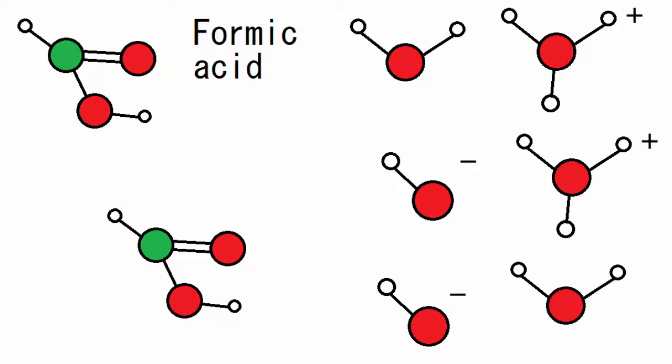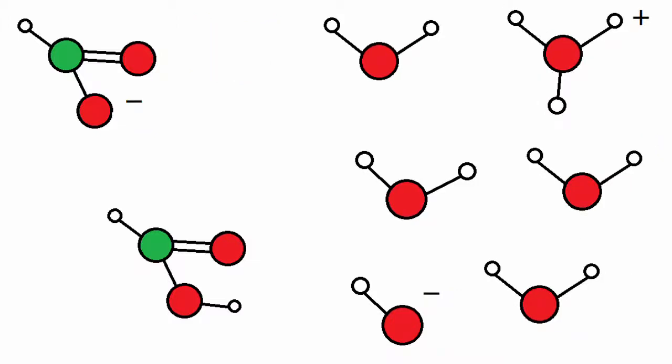Formic acid, on the other hand, is a weak acid. This means that it will only partially dissociate in water, meaning that only some of the formic acid molecules will react with hydroxide. So the hydronium ion concentration will be higher, but the concentration of hydroxide ions is still higher than it would be if the acid was strong.